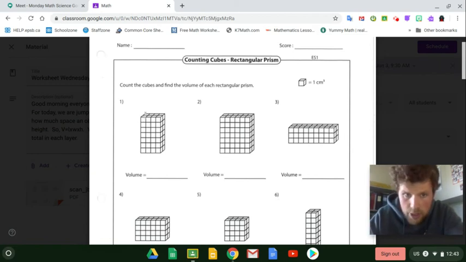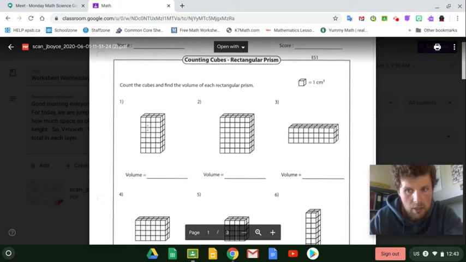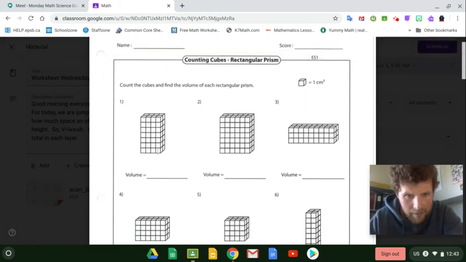However, you also can just multiply them. This is a 1, 2, 3, 4 by 1, 2, 3, 4, 5, 6, 7. 4 times 7 is 28. That's the area of the front of this, but also it's how many are on the front side. And then by the width, well, it's 1, 2 back. So 4 times 7, 28 times 2 is 56.